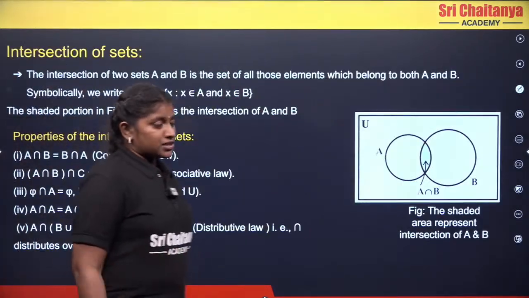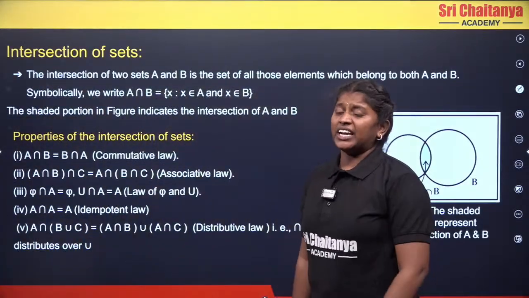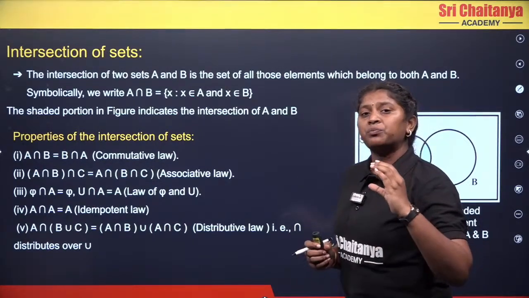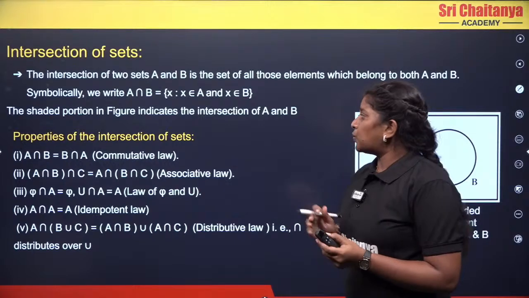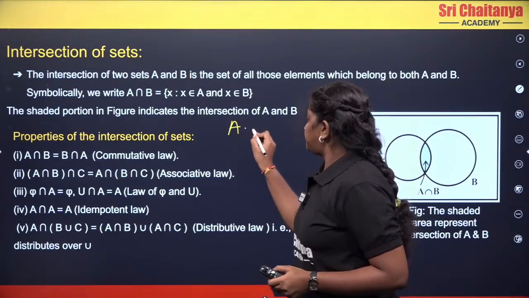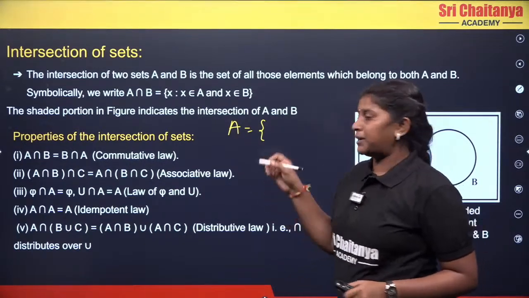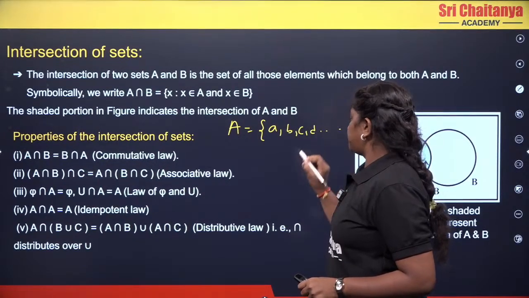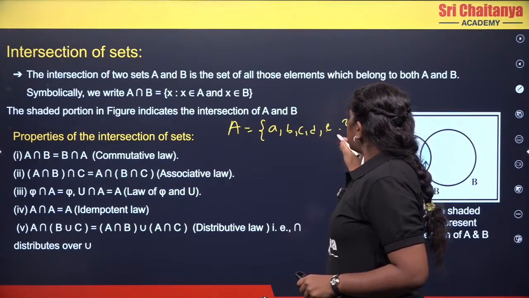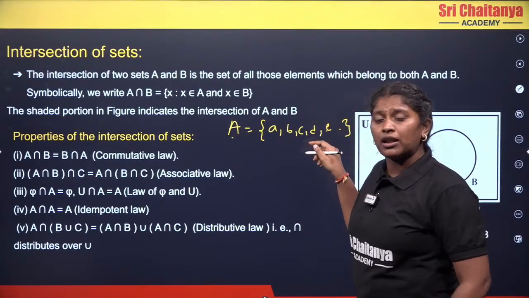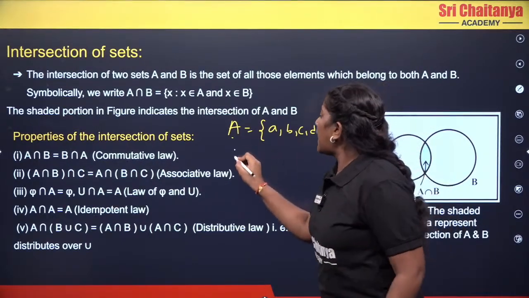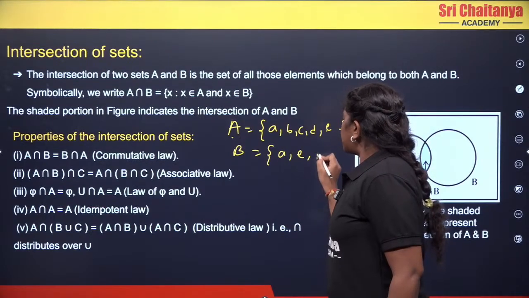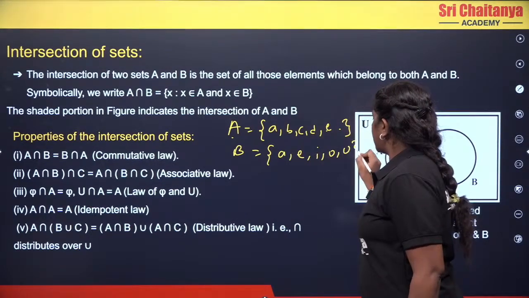Now moving to the next, we will discuss the intersection. Intersection of sets means we are just going to take the common elements between both the sets A and B. If we have a set A, which is of alphabets, A, B, C, D, E, F and so on, okay. If you take an example of set A, which is the collection of alphabets, and if you consider B as the set of vowels, that is nothing but A, E, I, O, U, okay.